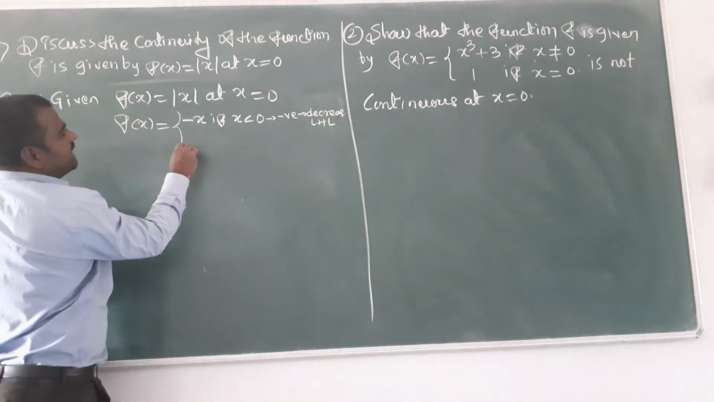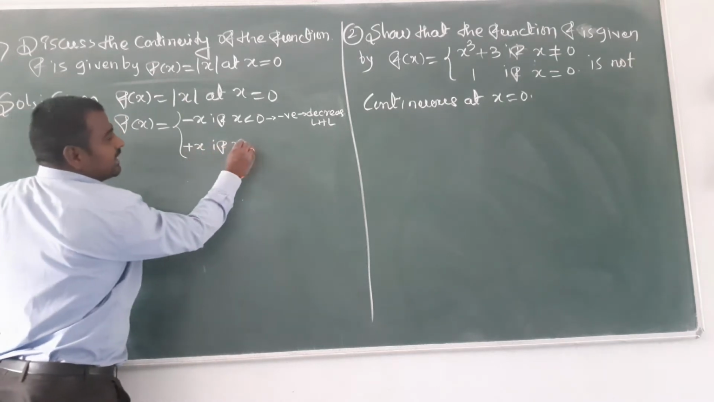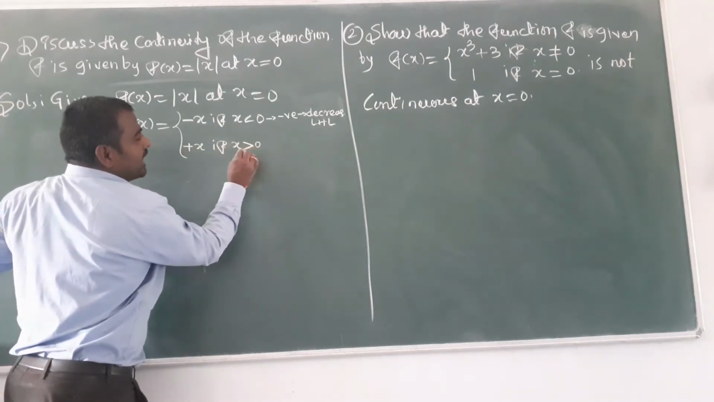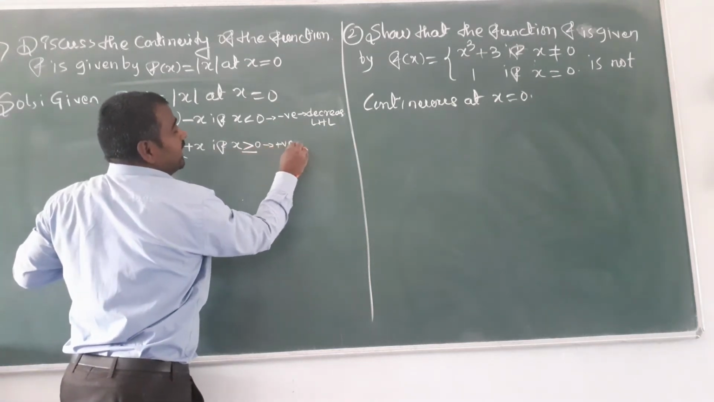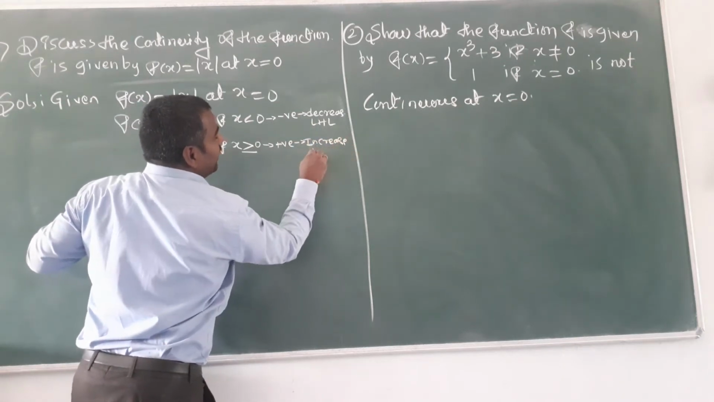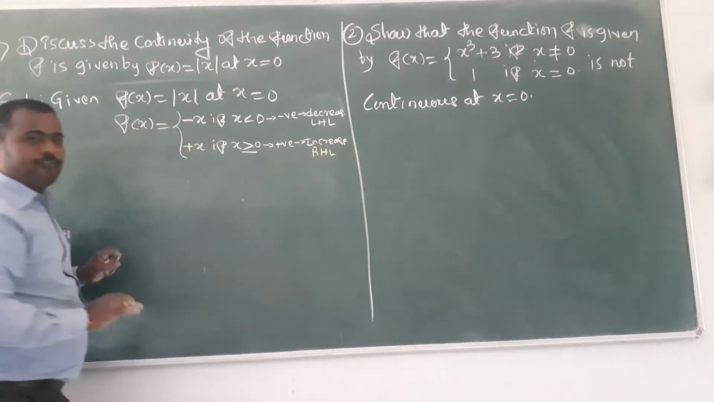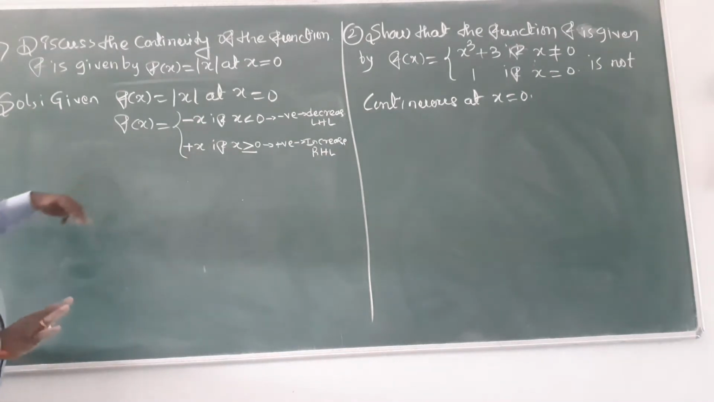So here, shall I take plus x? If x is positive, that is greater than 0, and another condition, equal. So here positive means increases, right? Then RHL is finished. Now I am going to find out for the equation.